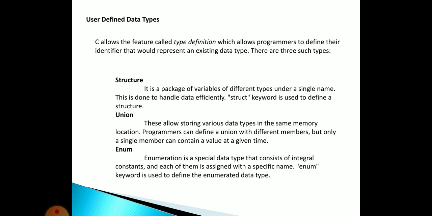Here enum is the keyword. These user defined data types are used to specify a collection of data items, whether they belong to a single data type or different data types. The different collection of members can be united together by using these user defined data types. So these are all about the data types used in the C language.